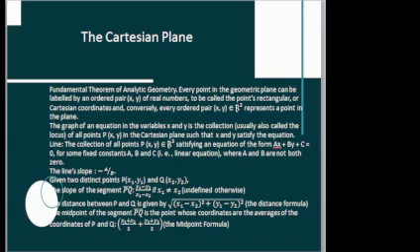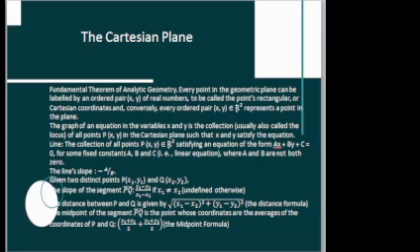Next, the graph of an equation in the variables x and y is the collection, usually also called the locus, of all points P(x, y), which is the ordered pair in the Cartesian plane, such that x and y satisfy the equation.